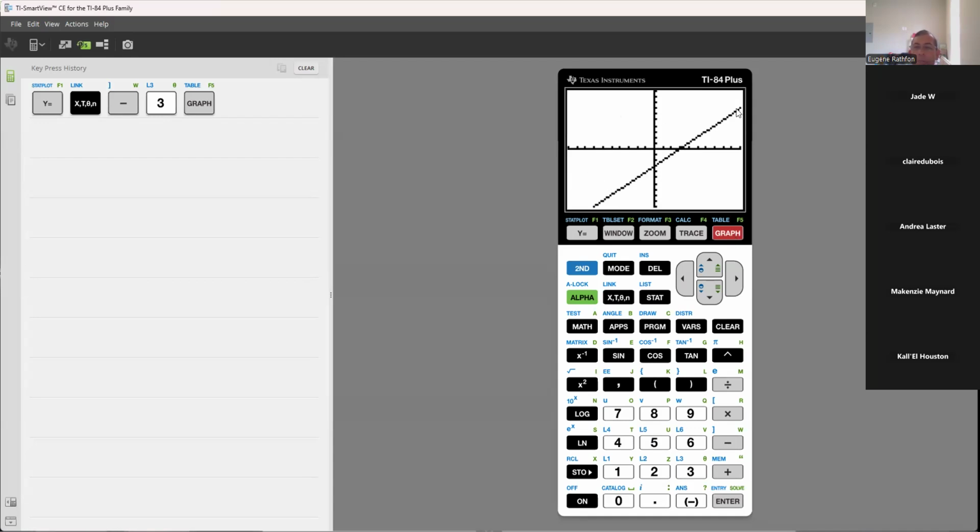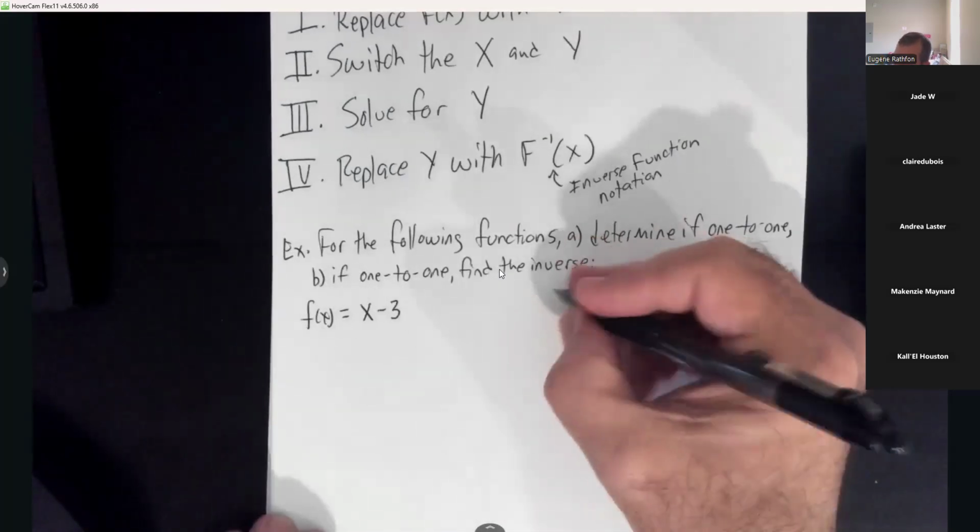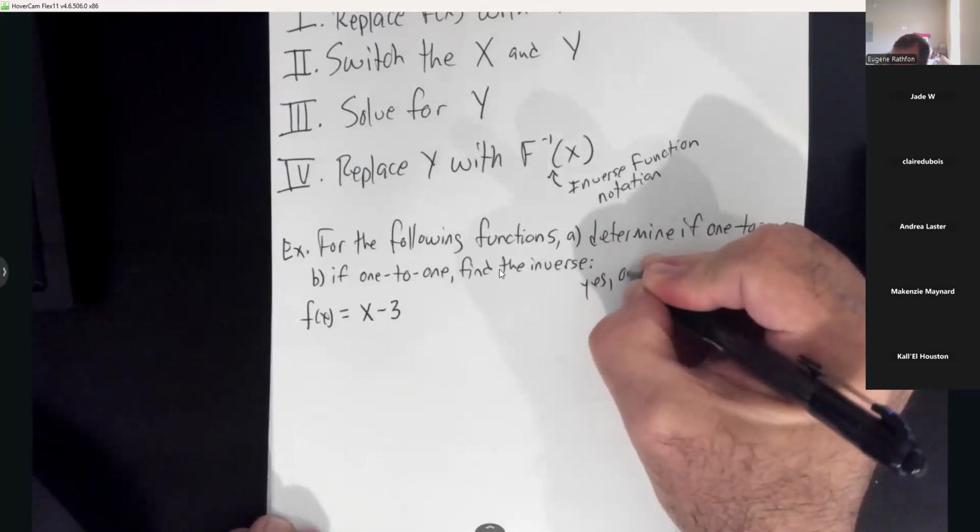Y'all, if you run horizontal lines all up and down this, they're never going to intersect it more than once. So good job, Mackenzie. This is definitely 1 to 1. So now that means we're going to find the inverse. So yes, 1 to 1.